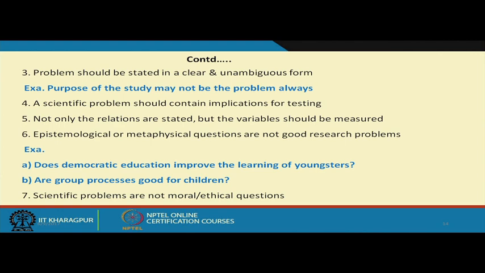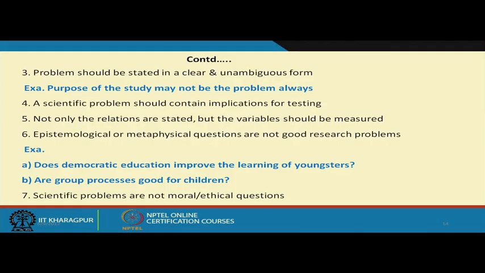Next, a scientific problem should contain implications for testing. We should not select a research problem whimsically or because we are fascinated by some concepts, ideas, philosophies or models. If we are selecting a research problem, it should be very scientific, it should involve logical and rational thinking, and it must have some implications in terms of testing, improving performance and enhancing effectiveness. So, a scientific problem should contain implications for testing.